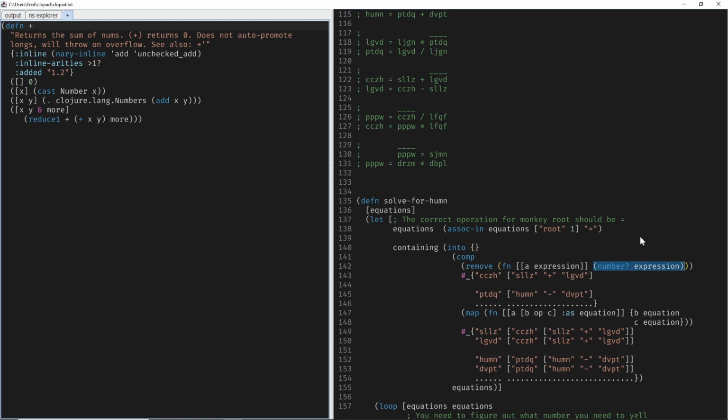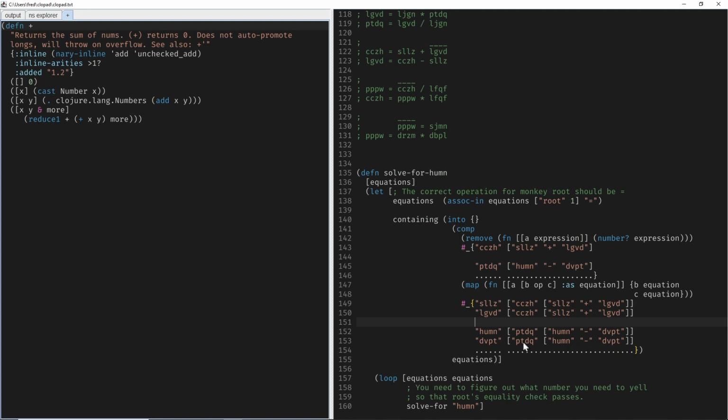First, we remove all the entries in the map that resolve to simple numbers. They are simply not interesting to us. And then we can destructure the remaining equations into A, B, op, and C. And then we say B is in the equation and C is in the equation. Right, so these are the keys, B and C, B and C. Right. And then we start a loop.